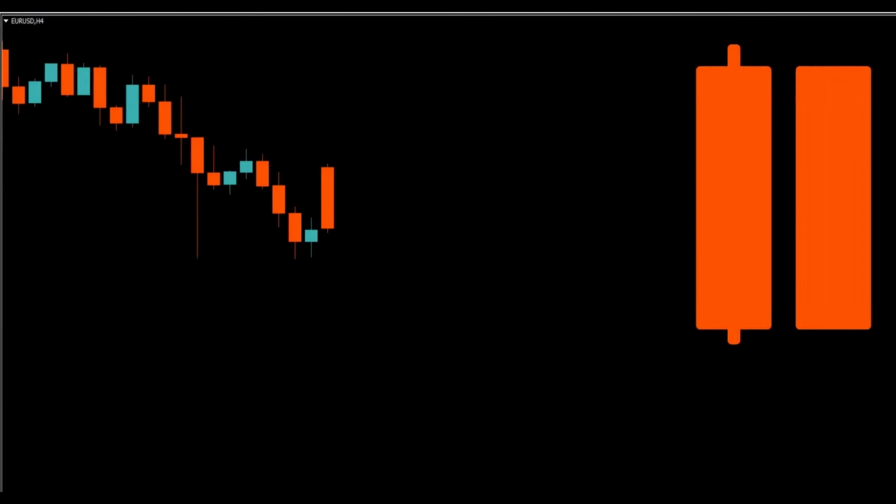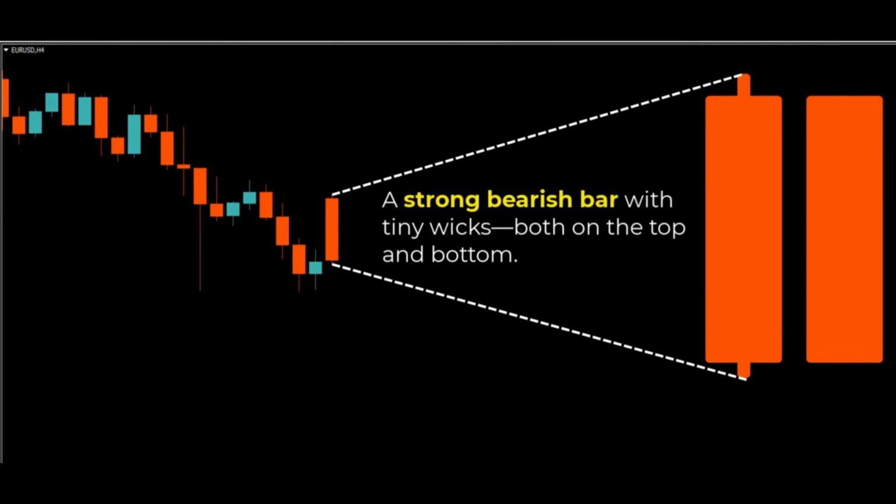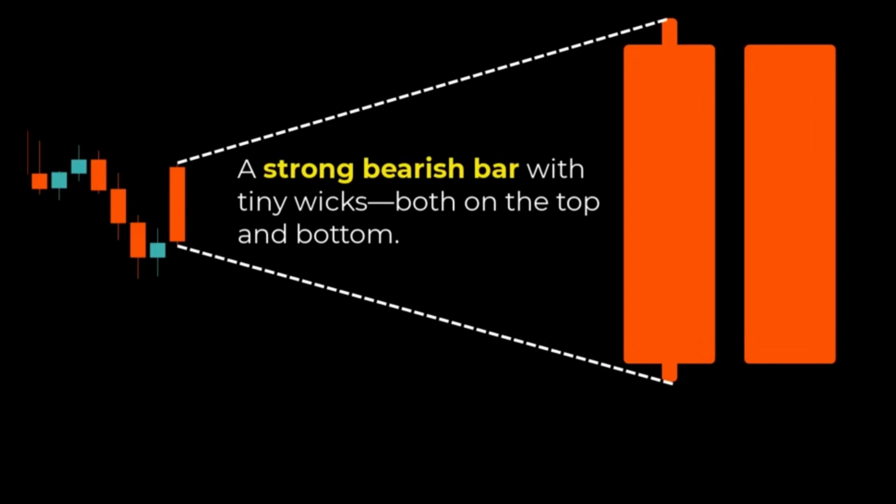Perfecting the sell setup. I'll walk you through a sell entry example, making sure you grasp every detail with absolute clarity. Take a look at the chart. What stands out? A strong bearish bar with tiny wicks both on the top and bottom, and this tells us that sellers are dominating the market.